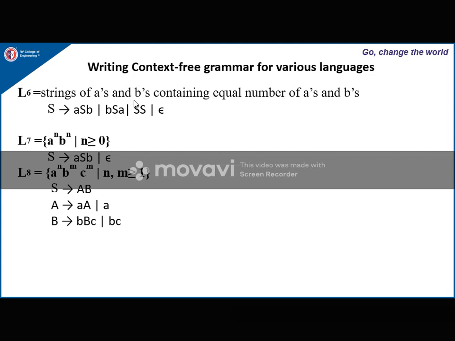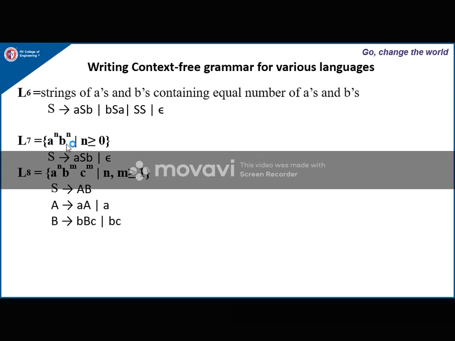Good morning. We'll continue writing the context-free grammar for various languages. Suppose the language is strings of A's and B's containing equal number of A's and B's. So here I can write the grammar productions as S derives aSb. That is, for every A I should have a B, or for every B I should have an A. Then if I have one palindrome followed by another palindrome, I should be able to generate that also, so by using S derives SS. The empty string is also an element of this language, so the empty string is also a production.